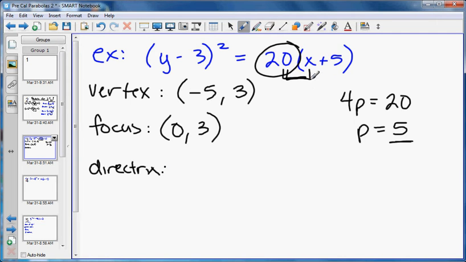The 20 is with the X, so it's going to be X equals, and I subtract 5 from this X value. So I do -5 minus 5, which will make it -10. That's how I get the focus and the directrix. I add P to the X value in this case to get the focus. I subtract P from the X value to get the directrix.